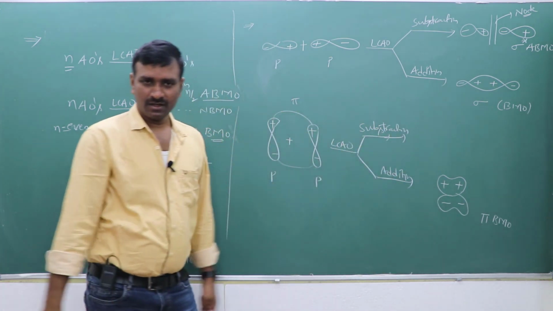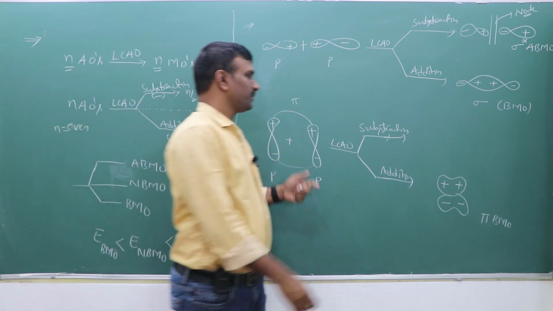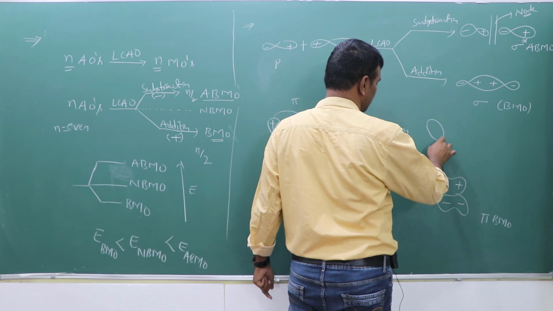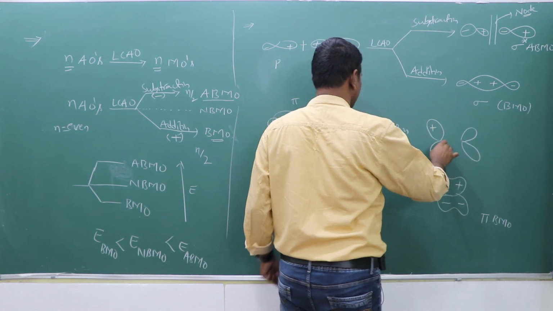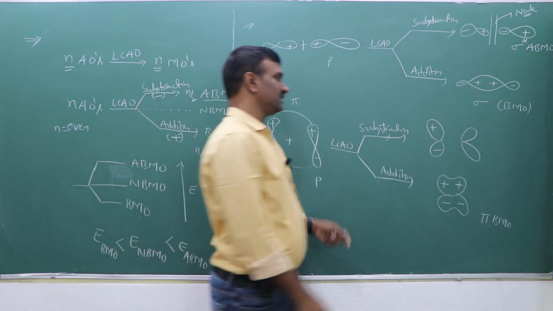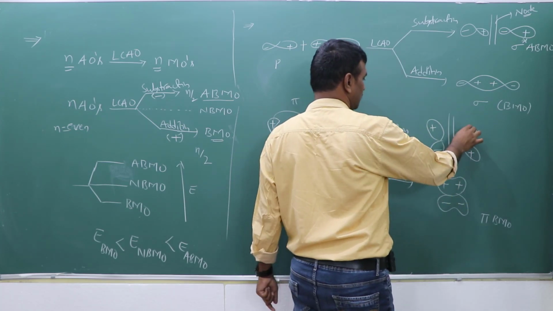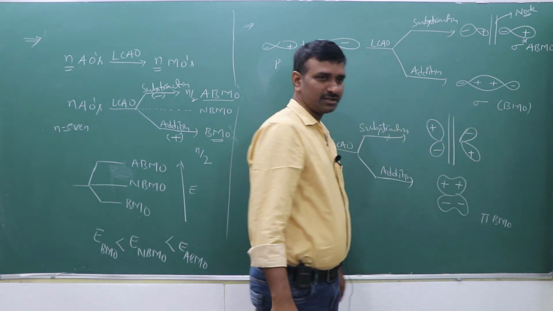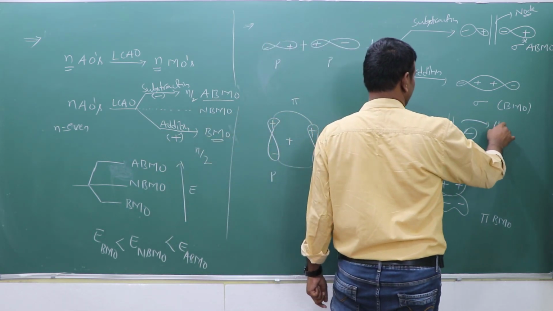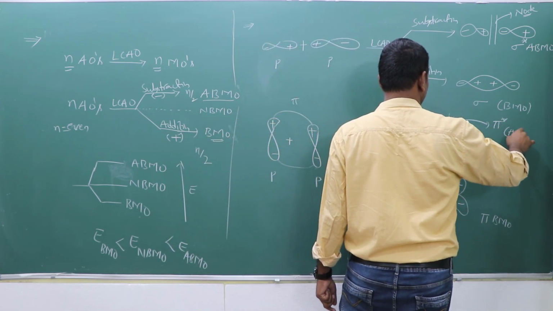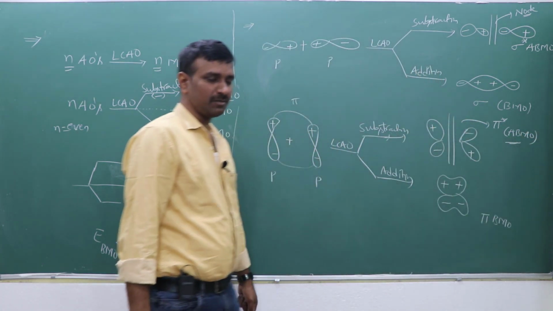what will happen if it is the subtraction method? If it is plus minus, and in this case minus and plus, between these two there is a node or nodal point which is generated. This may be called the pi star anti-bonding molecular orbital.